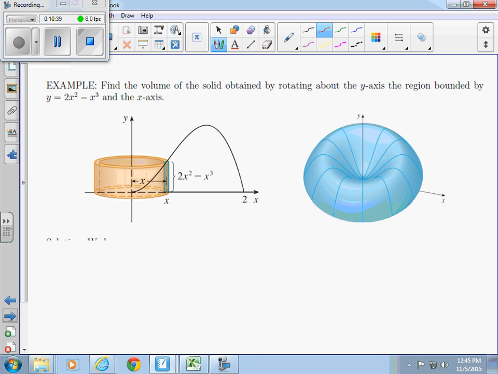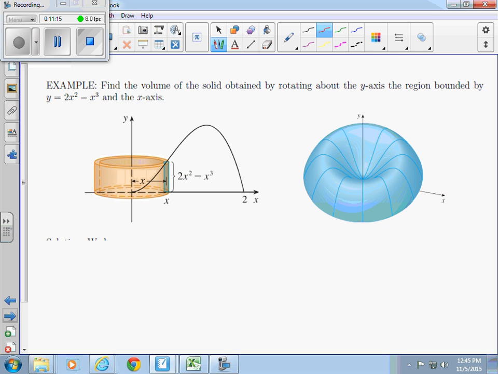Find the volume of the solid found by rotating that region about the y-axis that's bounded by 2x squared minus x cubed and the x-axis. So if you were to graph that, of course, there's more to the graph. That's the part bounded by the x-axis. And I want to rotate that around the y-axis.